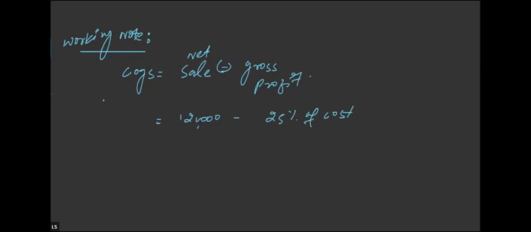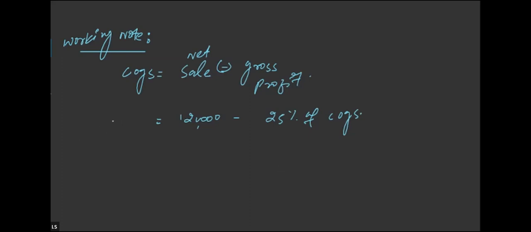So it is saying that gross profit is 25% of cost. But what do you mean by cost? Cost means cost of goods sold. Okay, so that means profit is 25% of COGS. But the thing is that we don't know the value of cost.